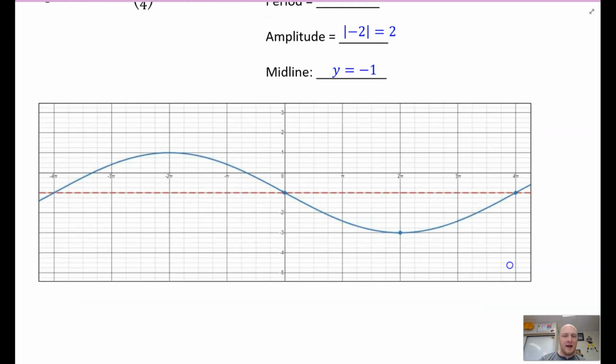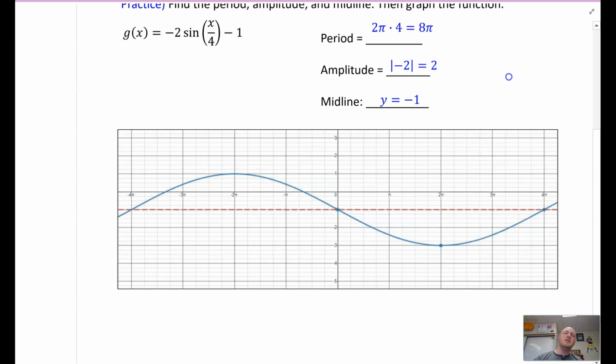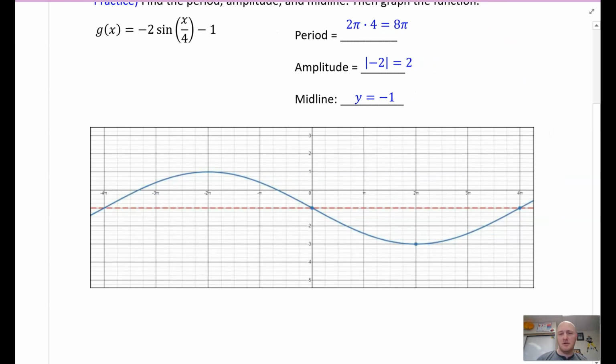All right, wow. Look at that wave, man. That's a sweet wave. It's actually not that big. Amplitude of 1. 1 what?